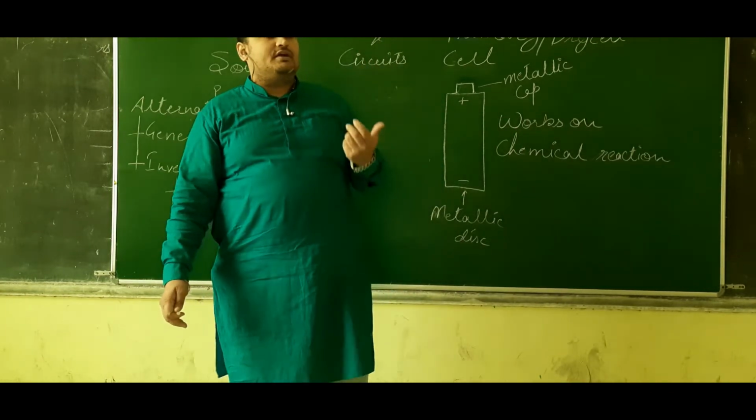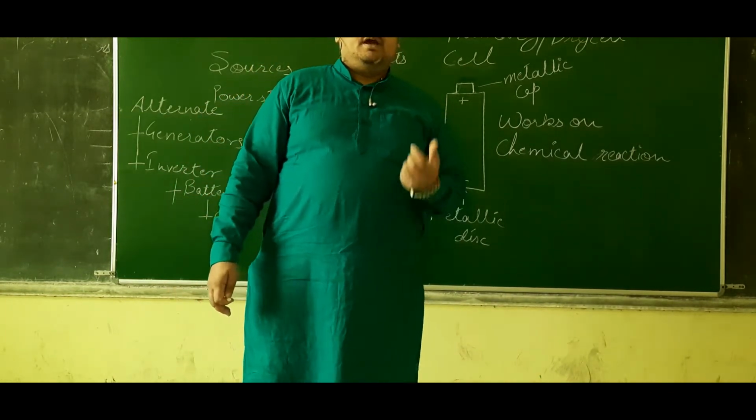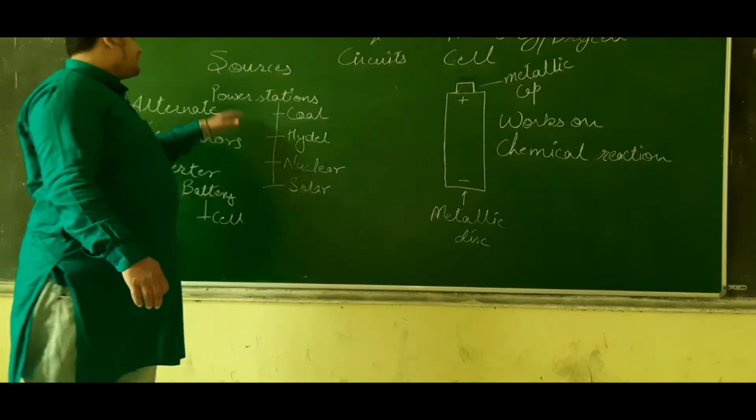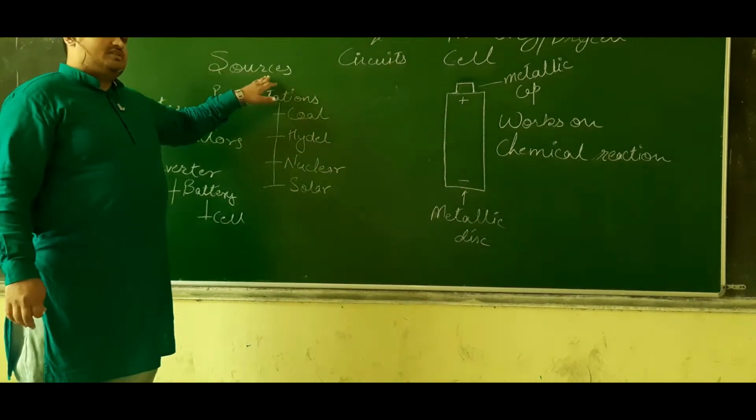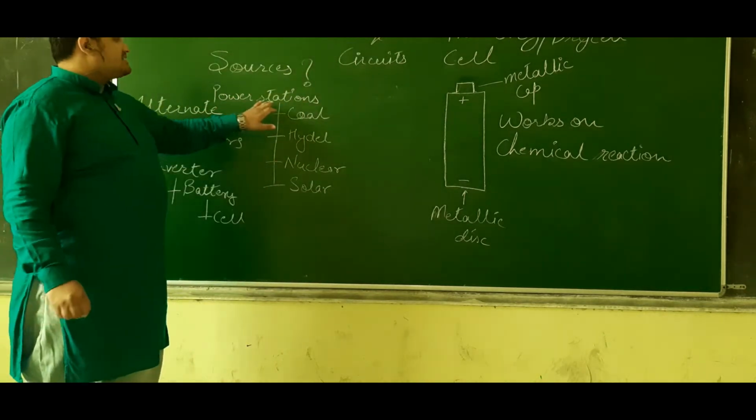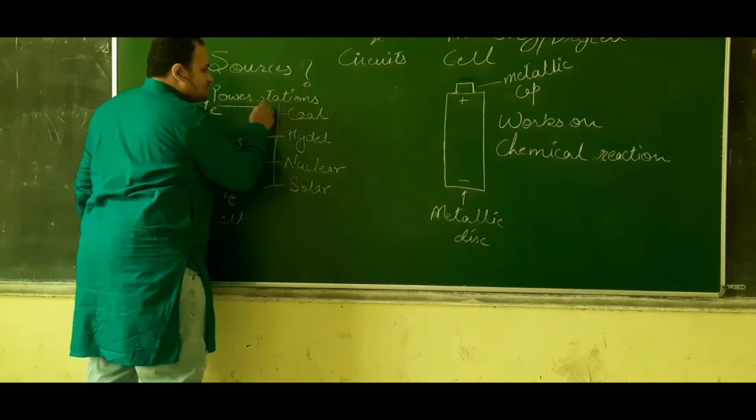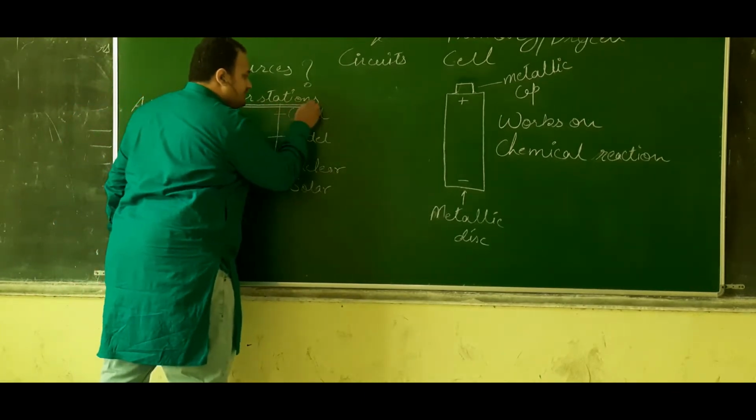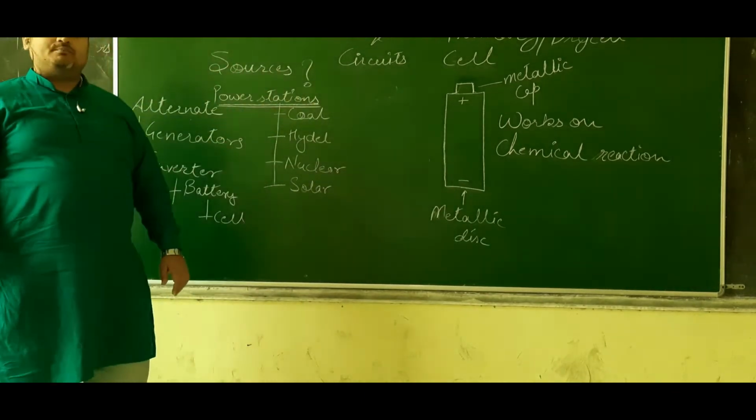Now, from where do we get this electricity? We receive this electricity from sources. So what are the sources of electricity? Those sources are power stations. Our major source of electricity is power stations. We receive it from power stations.